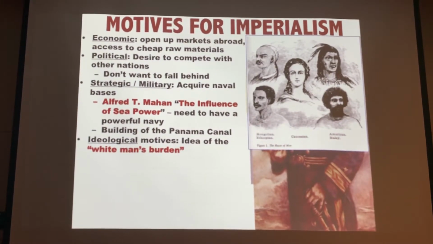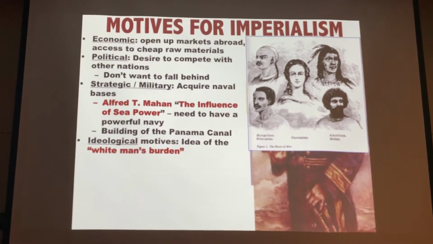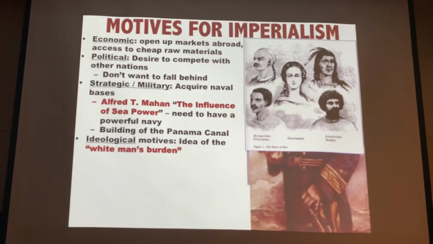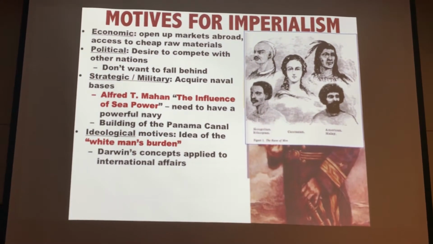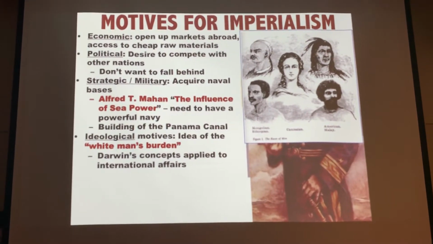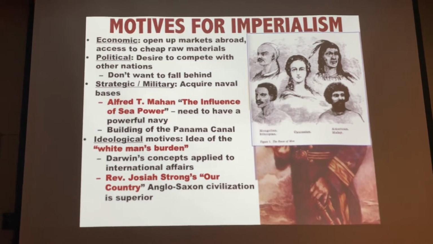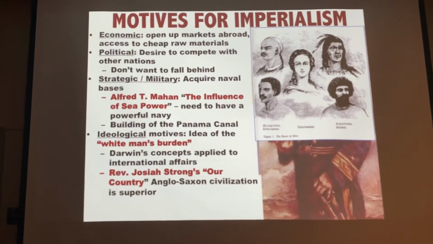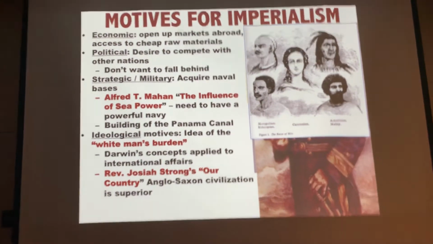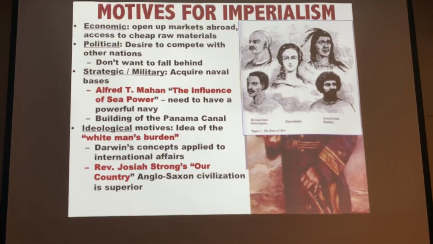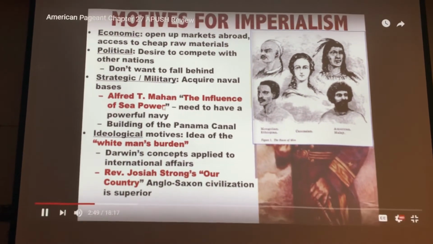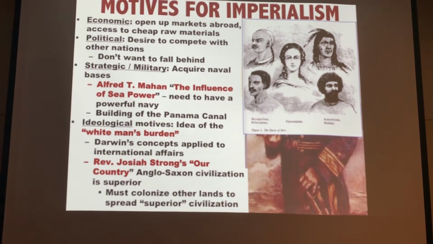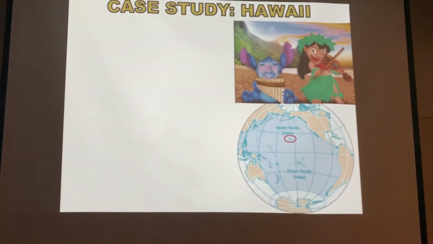There are ideological motives. It's not just the world of business where people are talking about ideas like social Darwinism and survival of the fittest. There's this idea of the white man's burden. And people are using Charles Darwin's concepts and applying them to international affairs. You have the Reverend Josiah Strong, who writes Our Country, and he talks about how Anglo-Saxon civilization is superior, and we as Protestant Americans need to spread our values, our civilization to the rest of the world. And these ideas are going to be used to justify colonizing other lands to spread so-called superior civilizations. You can see all these motives in the first case.